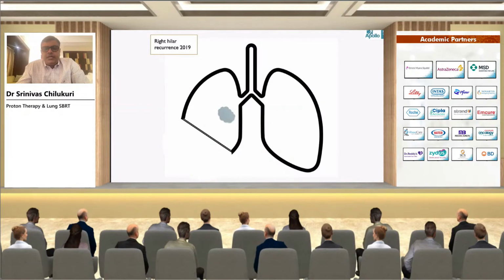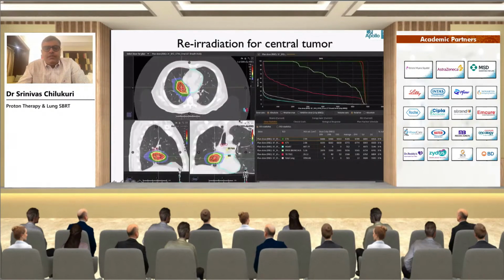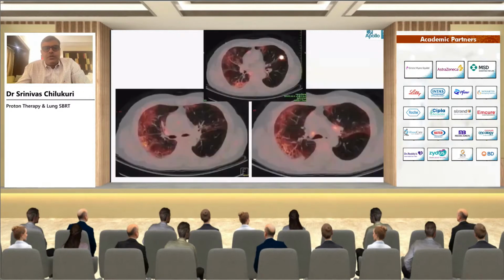Right hilar recurrence after a particular time, and then this was our first patient of re-irradiation of a central tumor, where we used proton therapy. Of course, because it was the first patient, we were cautious and used 16-15, and we could achieve excellent conformality, and we could spare the proximal bronchial tree to all the constraints.